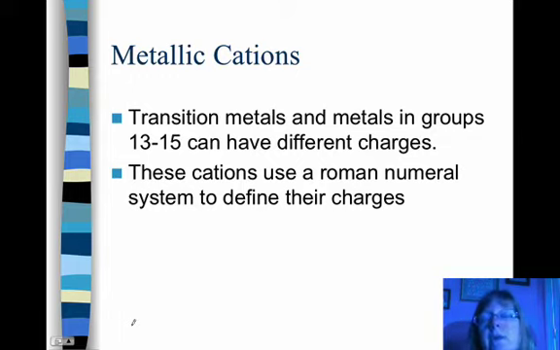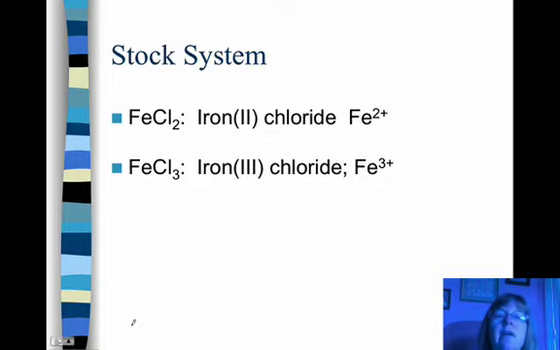The way that we are going to show the charge on these metals is by using a Roman numeral in parentheses after the name of the metal. So, this is called the Stock system. So for instance, FeCl2 is called iron(II) chloride. And so as you can see here, the 2 in the Roman numeral in parentheses is the charge on the iron. So it's an iron with a +2 charge.